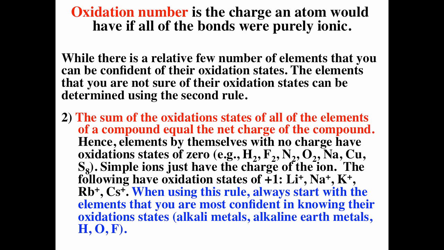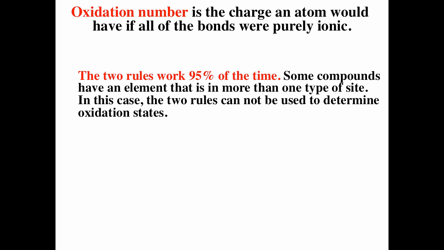Now, for the ones that you're not sure about, you take the sum of the oxidation states of the elements of a compound, and it has to equal the net charge of the compound. Basically, you look at your compound, figure out which elements you're confident with, for example fluorine, oxygen, hydrogen, alkali metals, alkaline earths, and then you add up all the oxidation states and solve for the ones that you're not confident with. Just using these two rules, you can get oxidation states 95% of the time. If it doesn't work out, we'll go through an example, and then you can use the Lewis diagram method.